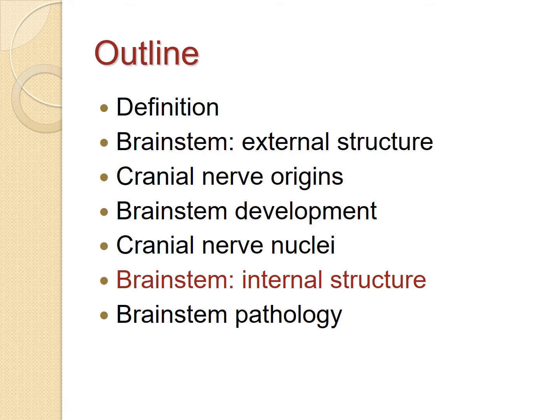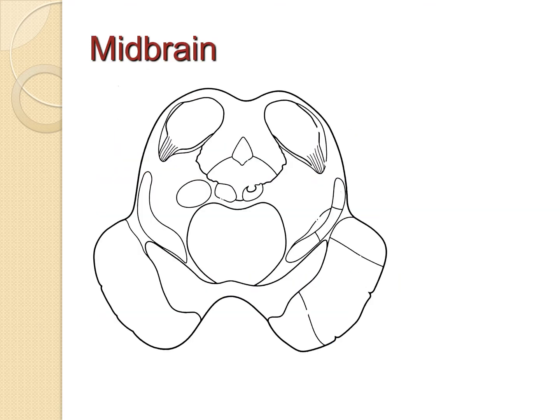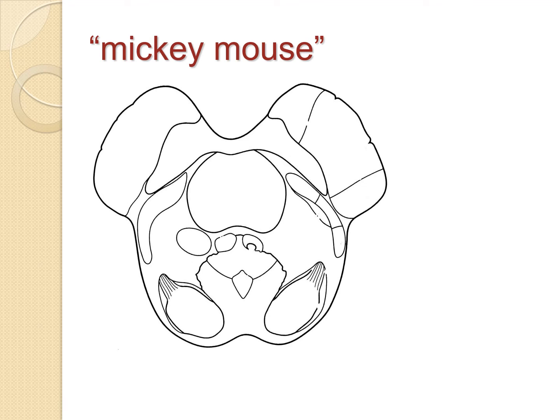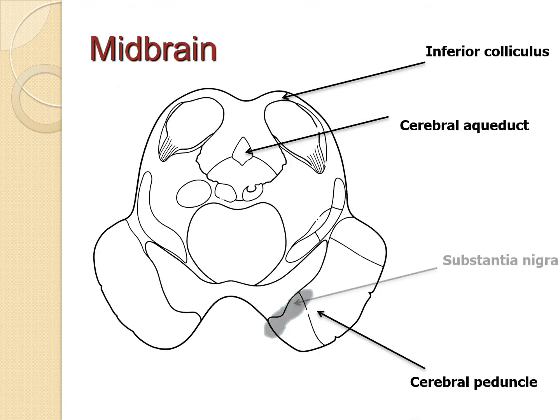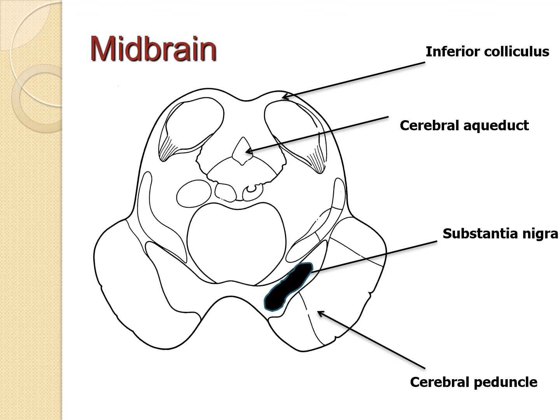Finally, to wrap up, we'll just have a look at the internal structure of the brainstem. So the midbrain has a typical Mickey Mouse appearance, and this is something that they can test you on. So make sure you remember how everything is laid out. The midbrain is characterized by the cerebral aqueduct found in the middle, and you can think of it as Mickey Mouse's nose, and the substantia nigra, which is the dopaminergic neurons.